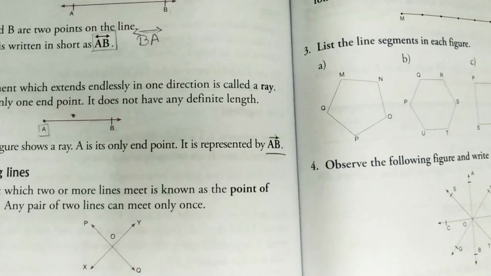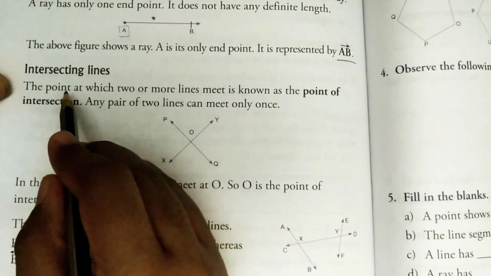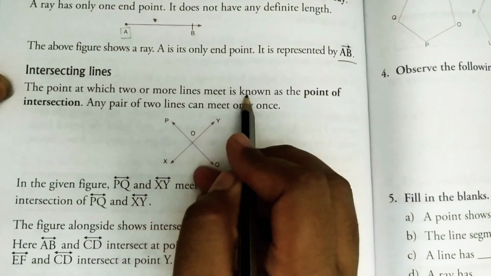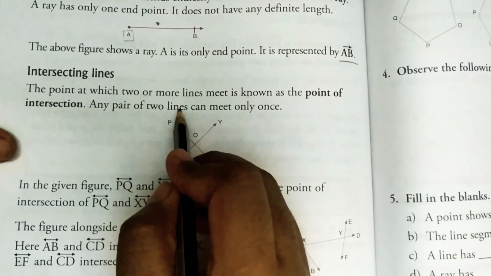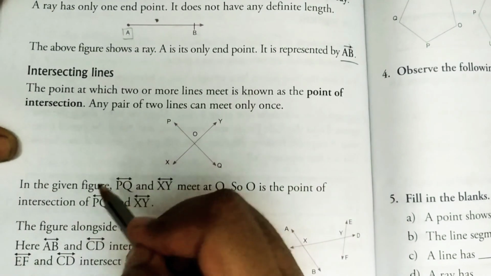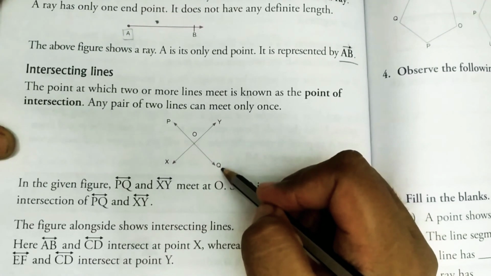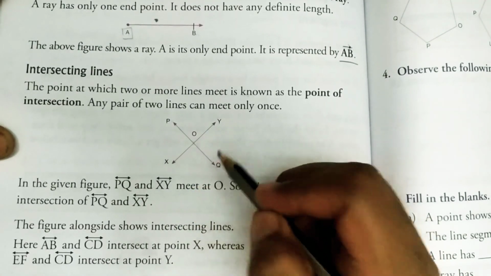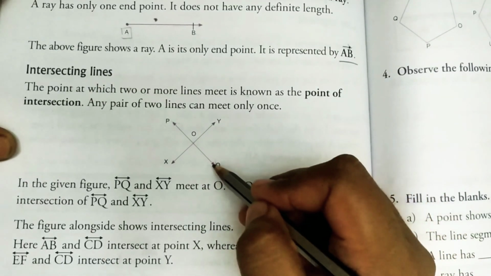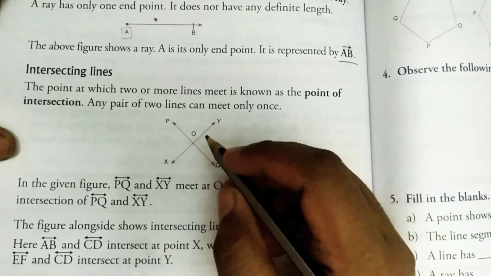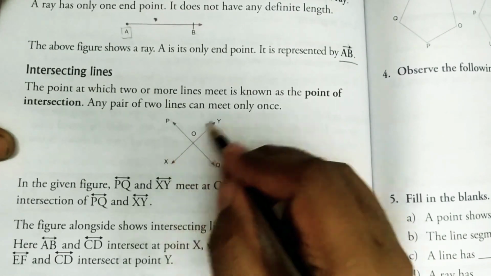Okay, now let's talk about intersecting lines. A point at which two or more lines meet is called the point of intersection. Any two pair of lines can meet only once. Okay, so here we have a line PQ. Why am I telling this is a line? Because we see an arrow on both the sides. It's not a dot, it's not a point, right? So this is line PQ and line XY.